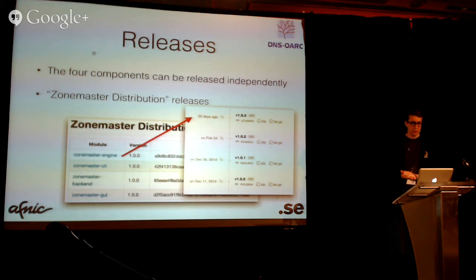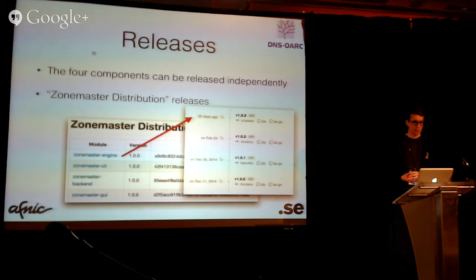So releases are being done independently by the 4 different modules. So you have ZoneMaster engine being released independently from all the other modules, but we also have the ZoneMaster distribution releases, which bundle all the 4 components together. We have the release from December, which is the version 1.0 release. And I expected to have a release this Friday before coming here, but we failed this. So the next release is going to happen next week, I hope.